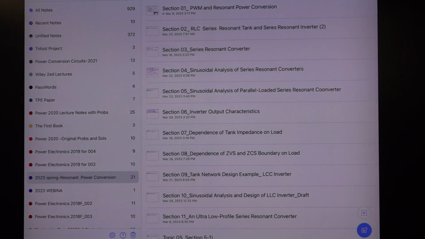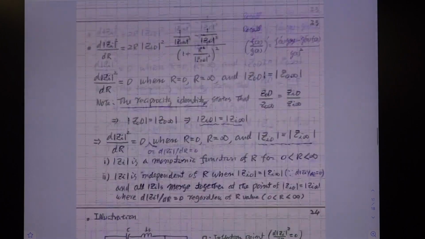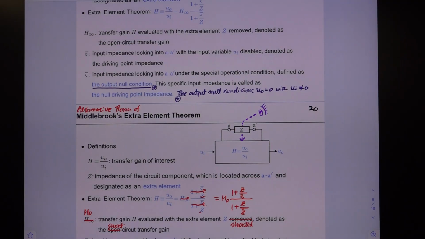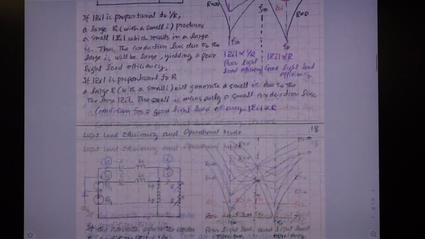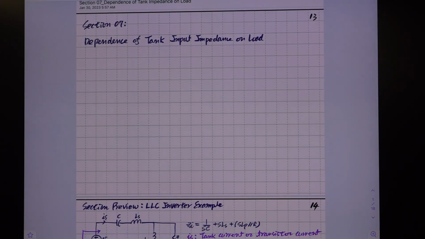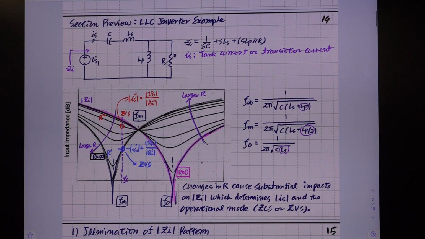So we move to section 7. This section, the previous one was easy, right? This one is easier. The next one is even easier. Okay. Dependence of tank impedance characteristics on the load. Let me introduce this slide first. It is kind of a preview of the entire section.